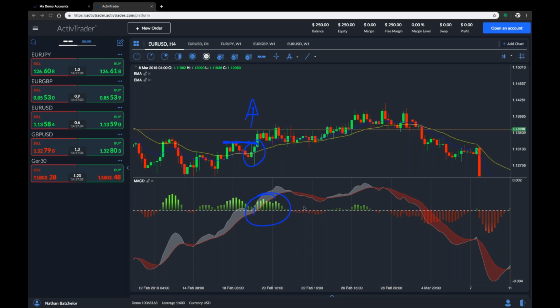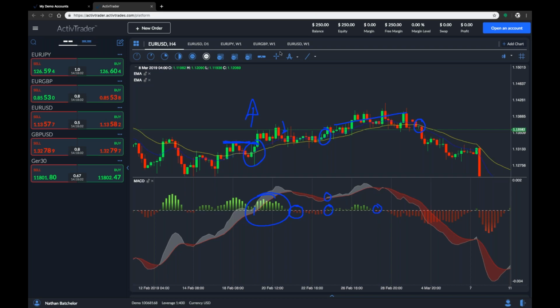When the MACD crosses below the signal line, maybe you use that as a way of taking profits or getting out of your trade. And then you take another long at the next positive crossover on the MACD or the next green histogram here. And then you follow that up. And again, take profits maybe here or when your moving averages actually cross.